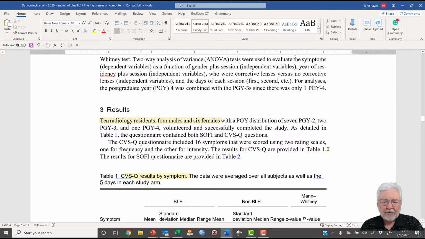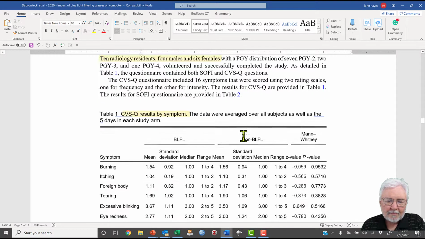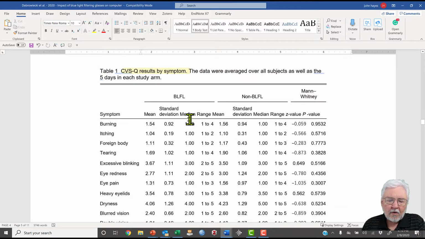Here's a problem with this study. Now, in all fairness, they labeled it a pilot study. There are 10 residents, 4 males, 6 females. That is a pathetically small sample, which is fine if you're doing a pilot study, but really you shouldn't be publishing pilot studies. They're to test feasibility, and this is just setting people up.